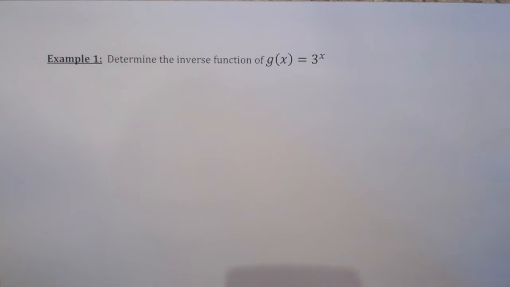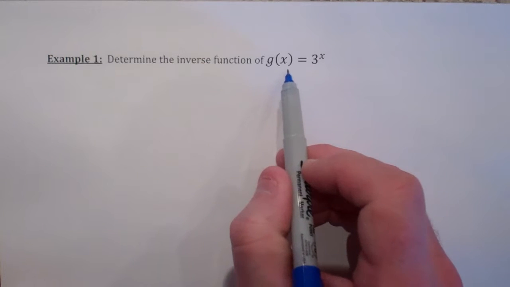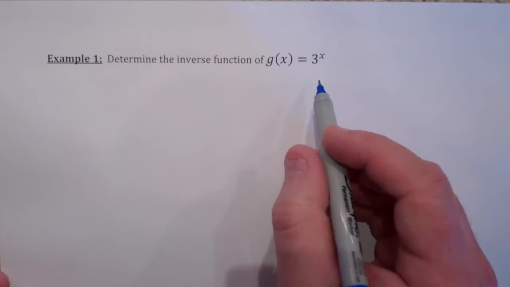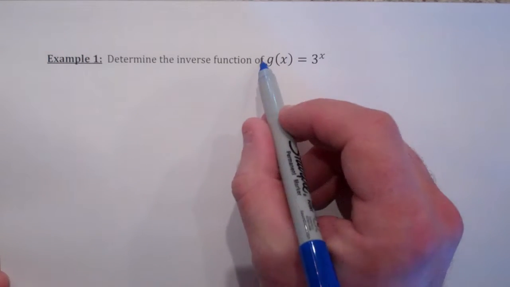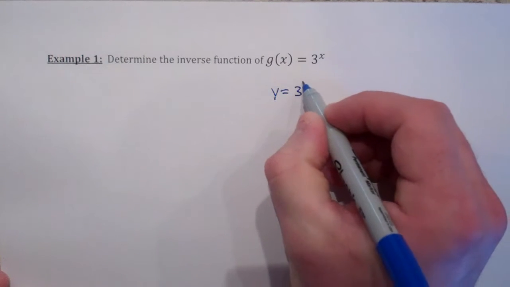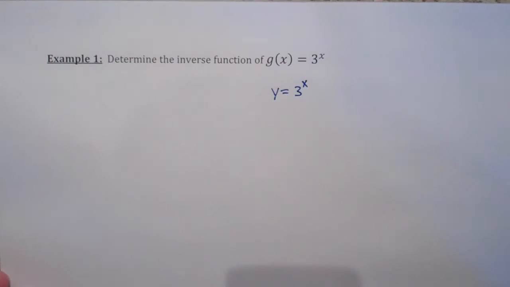In this example, we're asked to determine the inverse function of g of x is equal to 3 to the x power. This is going to be a little bit easier to deal with if we switch out the function notation, which is g of x, for just y. So I'll write y is equal to 3 to the x power.